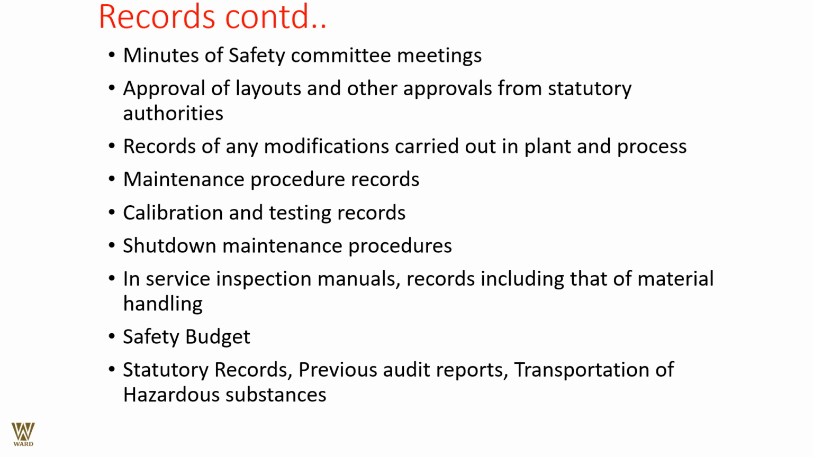Get it done from the responsible person, get it done from the right offices, and you are following the dictates of going towards a zero accident policy. So, records of any modification carried out in the plant, and what was the outcome about it? Maintenance procedure record, calibration of testing records, shutdown maintenance procedure, in-service inspection of manual records, including that of material handling, the safety sheets, the safety budget, the statutory record, the previous auditor report.